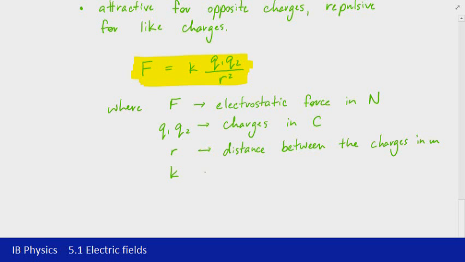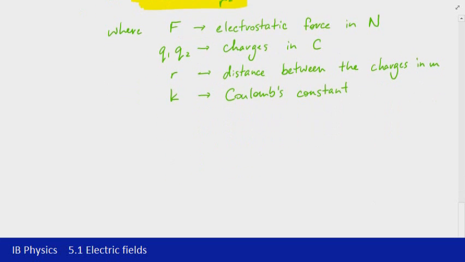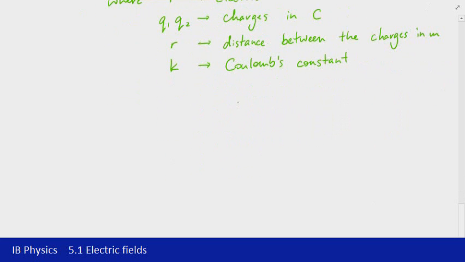And K is known as Coulomb's constant. And we need to talk a little bit more about Coulomb's constant. It's a bit of a slightly annoying one, really. It has a value that you can look up in the data booklet. So that's 8.99 by 10 to the power of 9 newton metres squared per coulomb squared. So again, that's a value that's given to you in the data booklet.